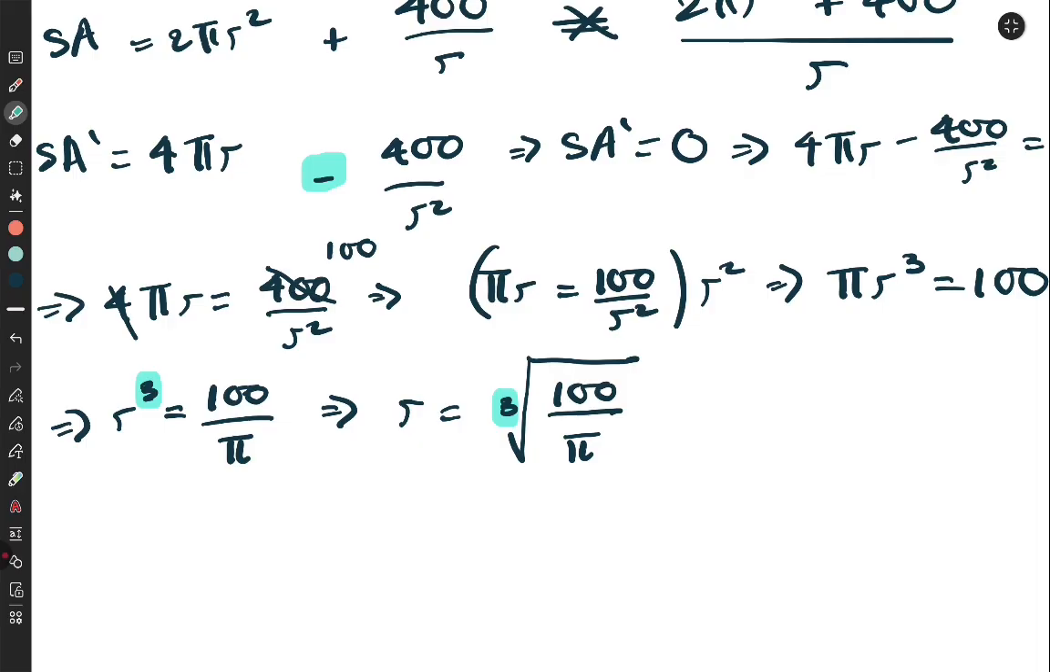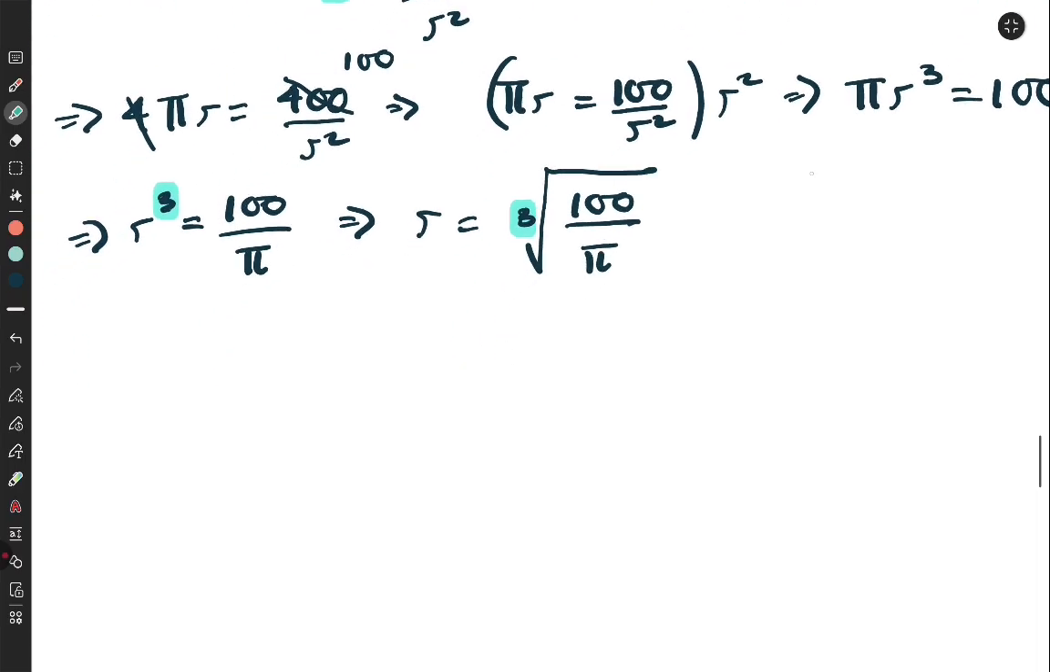All right. So one critical point. How do I know this is a minimum or maximum? The test.